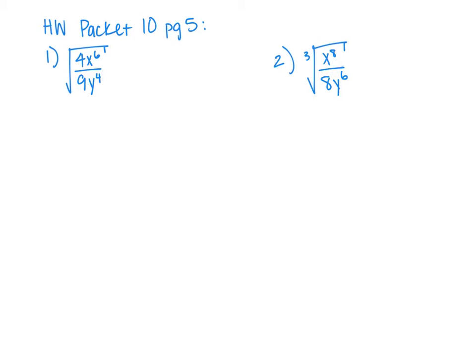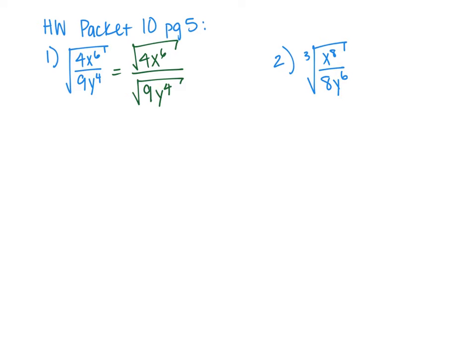Okay, so before I do the last slide on the journal here, I kind of want to do 2 example problems from your homework packet. This is homework packet 10, page 5, the last page. I'm going to do 1 and 2 with you using the methods that we've learned so far. So this is a square root of 4x to the 6th and 9y to the 4th power in the bottom. So again, we're going to have to separate them into 2 roots, one for the top, one for the bottom.